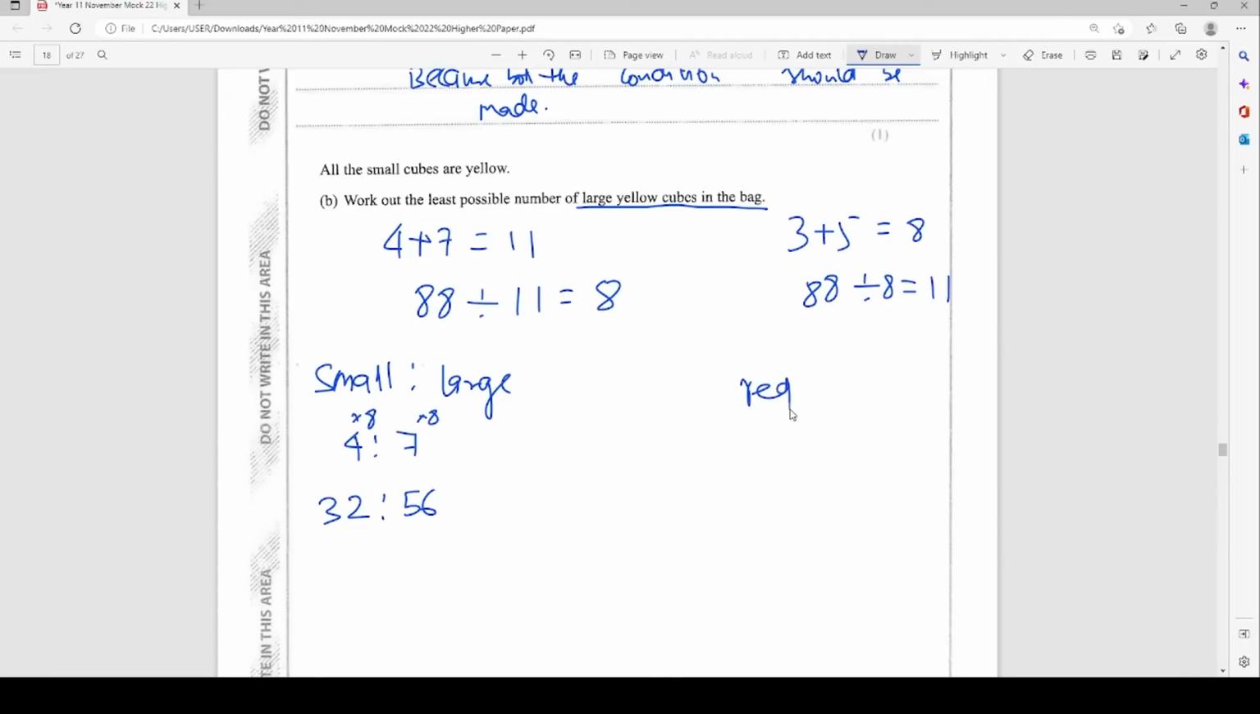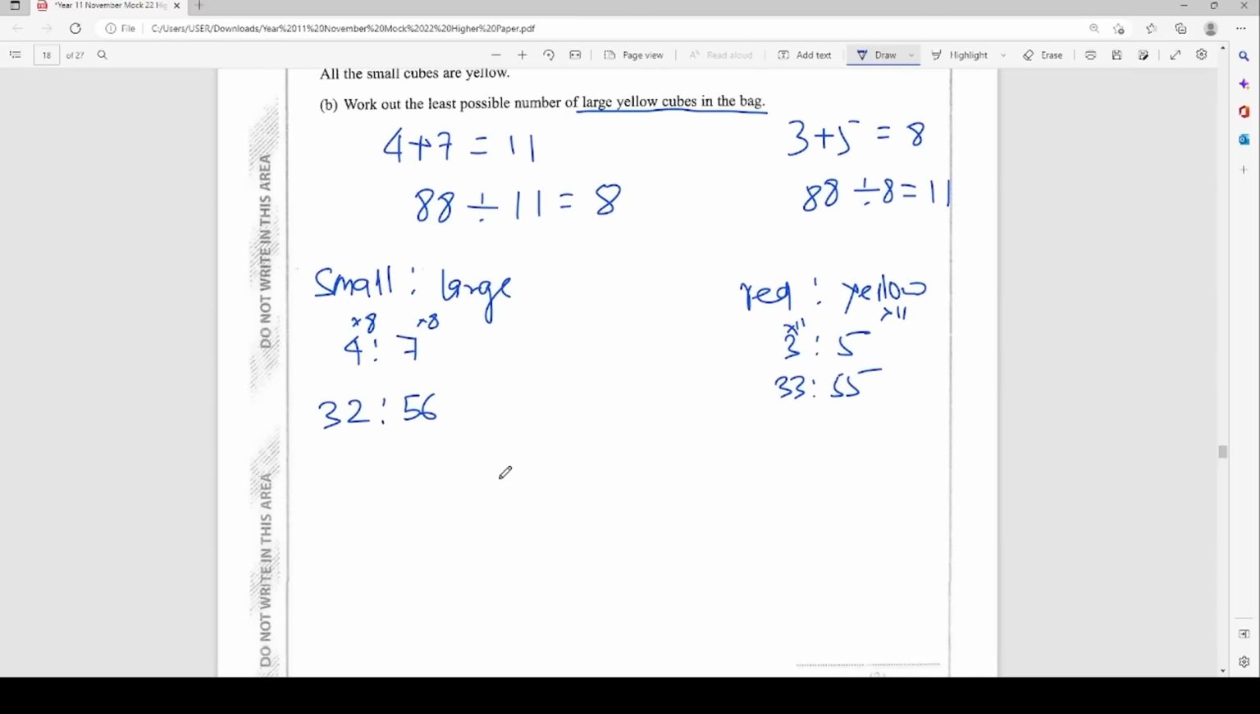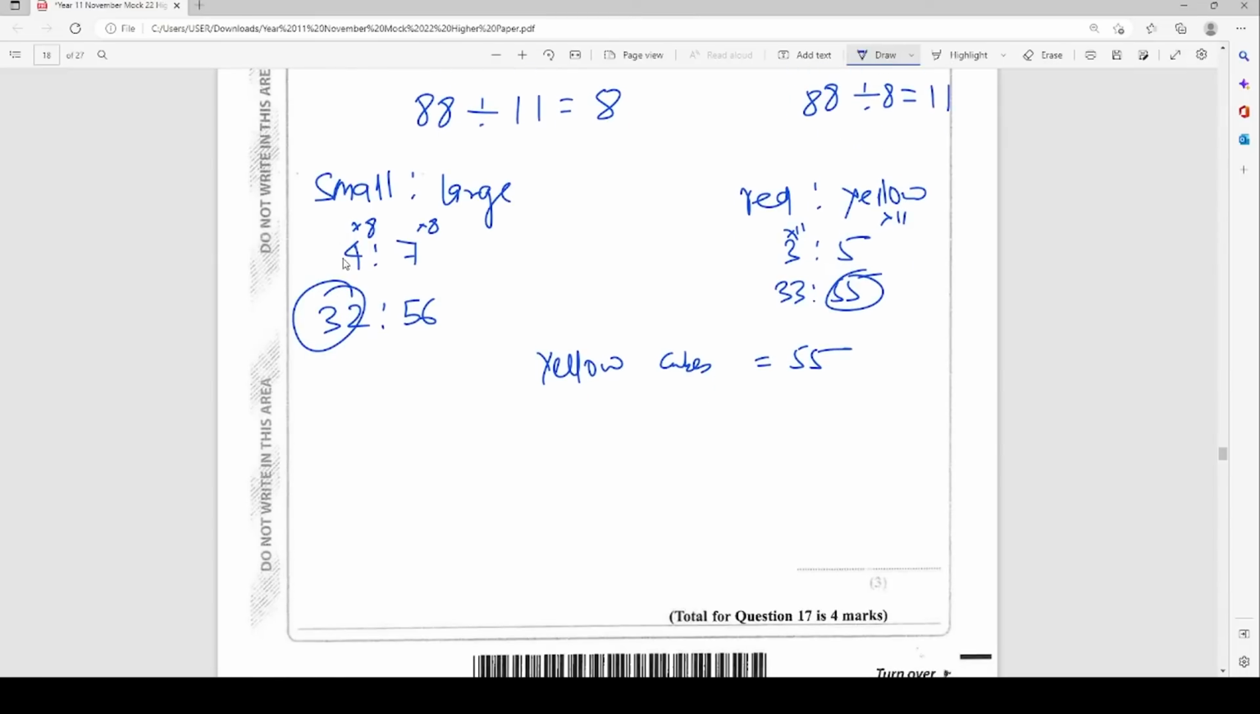And if I see red to yellow, the color, the original ratio was 3:5, and I will multiply them by 11. So that will give me 33:55. And since we are talking about the least, there are a total of 55 yellow cubes. So yellow cubes are basically 55, but out of which 32 are small, because you got 32 small here. So you subtract, that will give you the number of large cubes. So that's 23. So we have got 23 large yellow cubes.